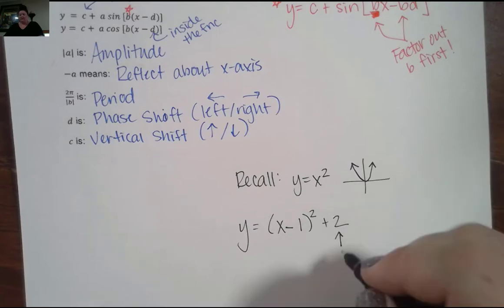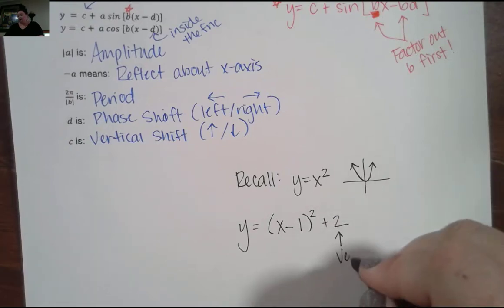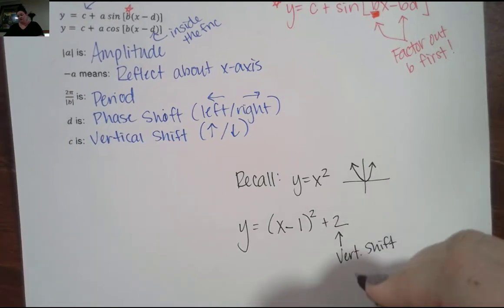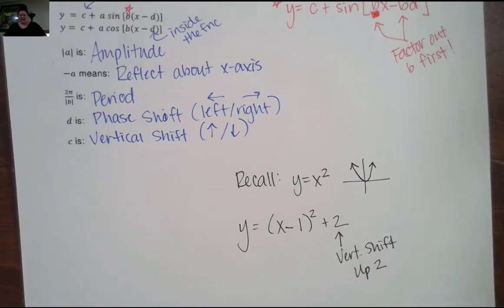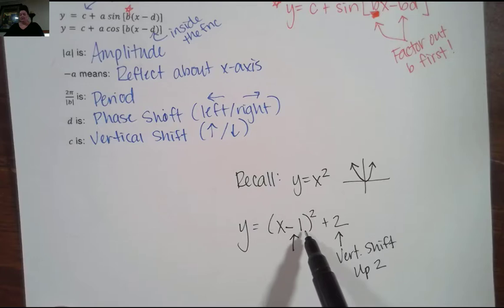Outside the function, if we add 2, that's like adding 2 to the y's. So this is going to give me a vertical shift up 2. And I can just take my y's and add 2 to them. If it happens inside the function, like this minus 1, that's either going to affect my period or a phase shift. Here, notice I'm not multiplying anything on the x, so that's not affecting the period. I'm looking at subtracting. If I subtract on the inside, that is going to affect the x, so we know it's going to be a phase shift.